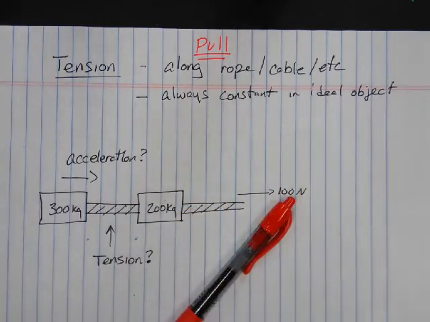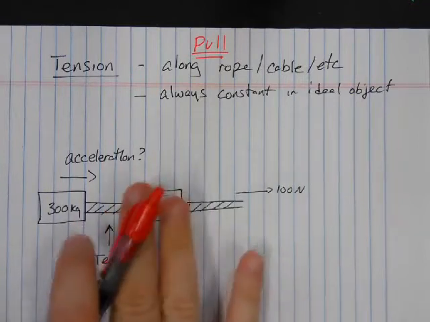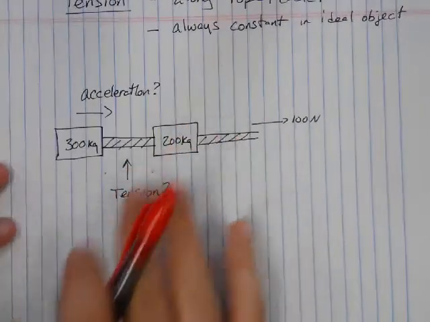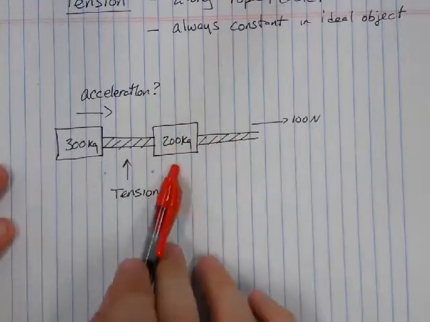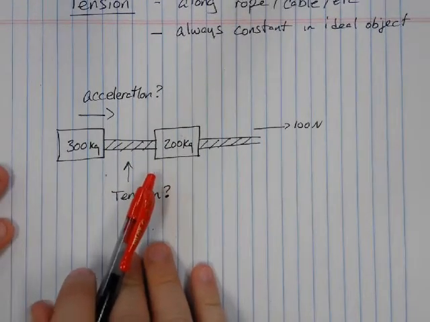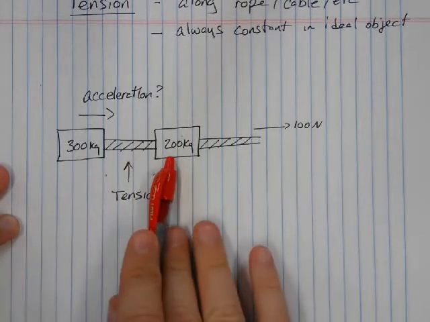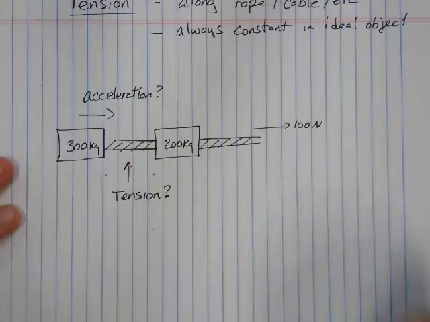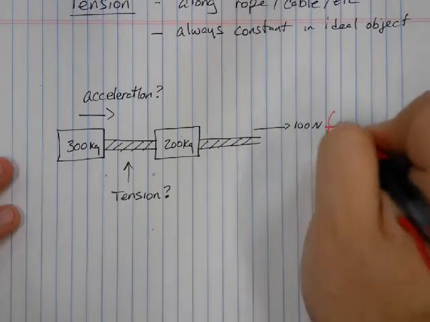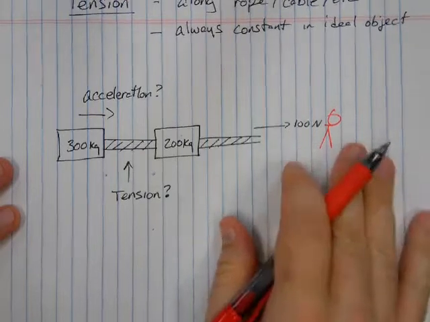So we're going to try to solve a problem with tension in it. All right, we're going to use the same sorts of ideas. And this is also where we're going to use third law of forces and having multiple diagrams. Let's say that we have two blocks. There's 300 kilograms and 200 kilograms. And over here, someone applies a 100 Newton force to pull it to the right.